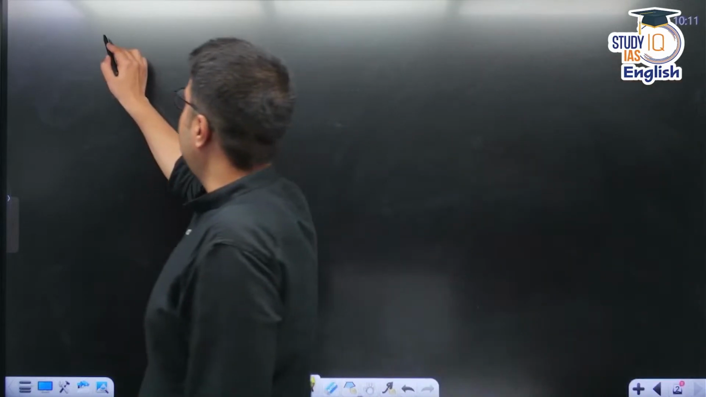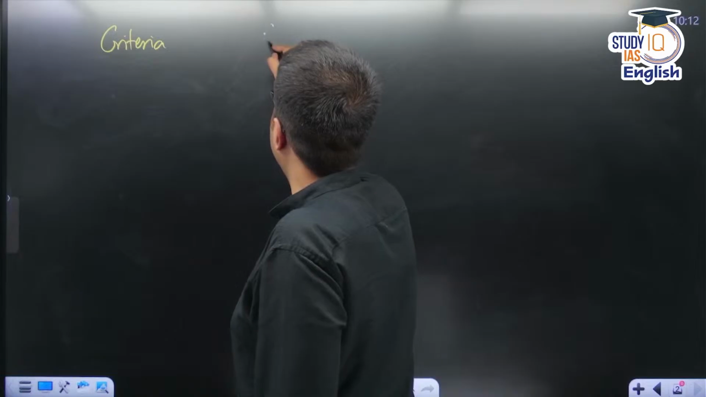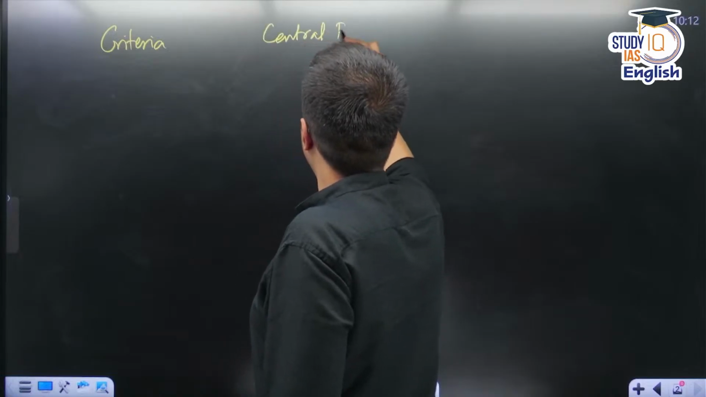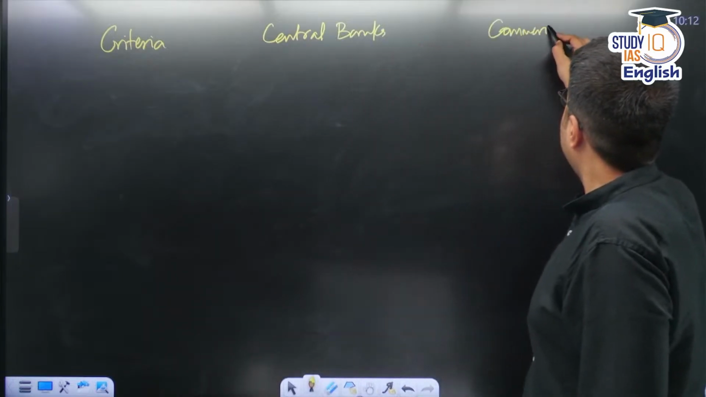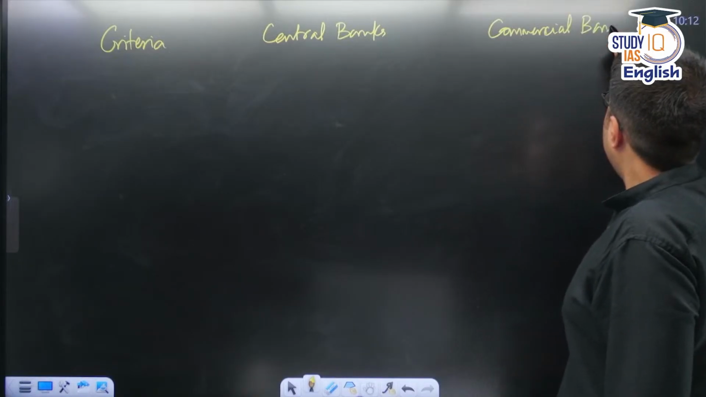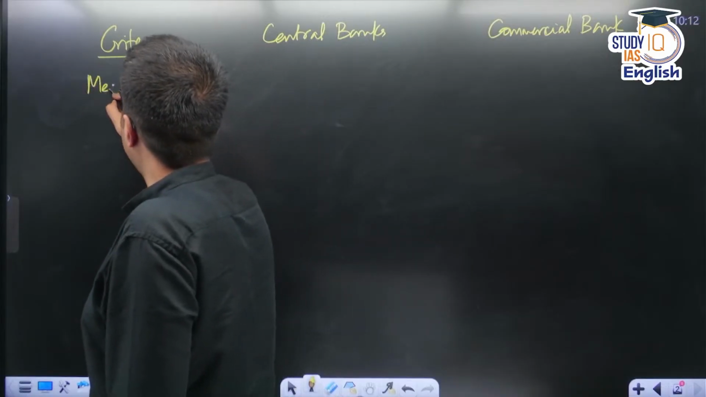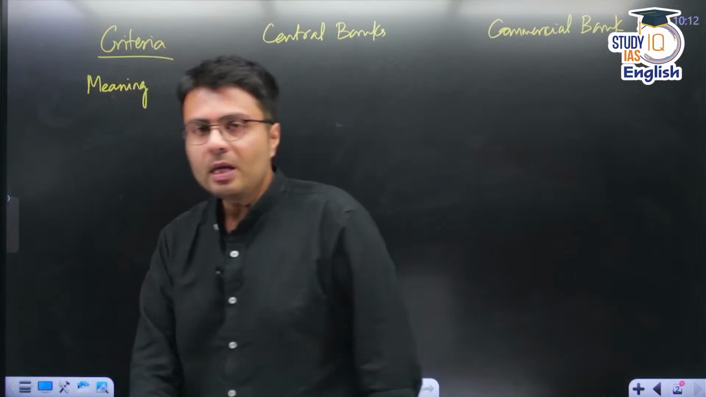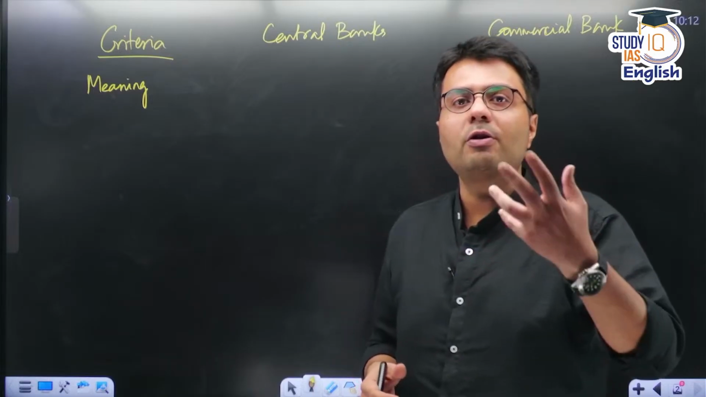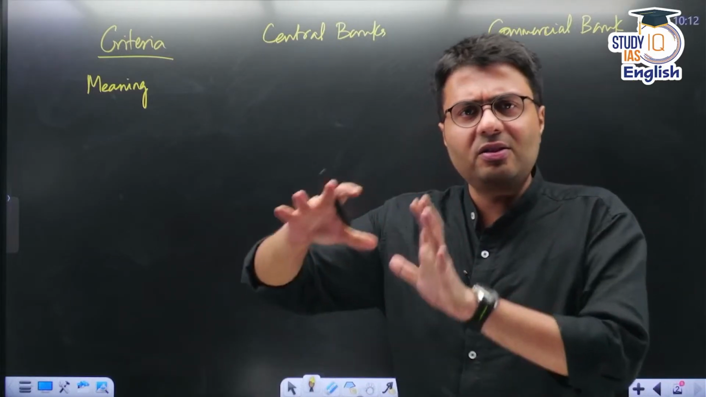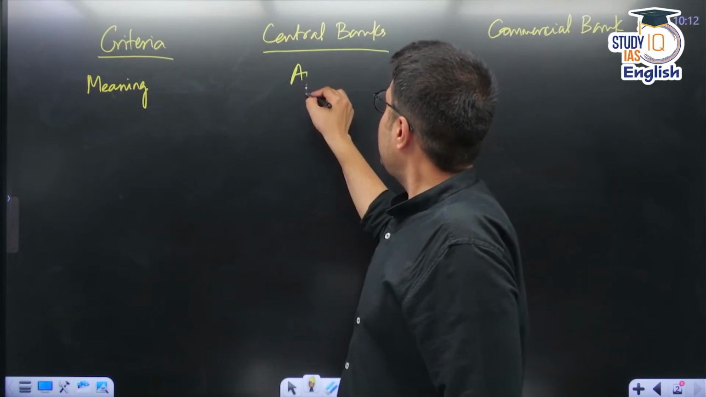Now we'll try to compare these two institutions based on certain criteria. So we'll try to compare central banks with commercial banks, right? Now let us understand the fundamental difference. First, what is the meaning of a central bank? Any idea? A central bank in any economy serves as an apex institution responsible for regulation and management of the banking sector, and the same is true with respect to other economies. So I can say a central bank is an apex institution.